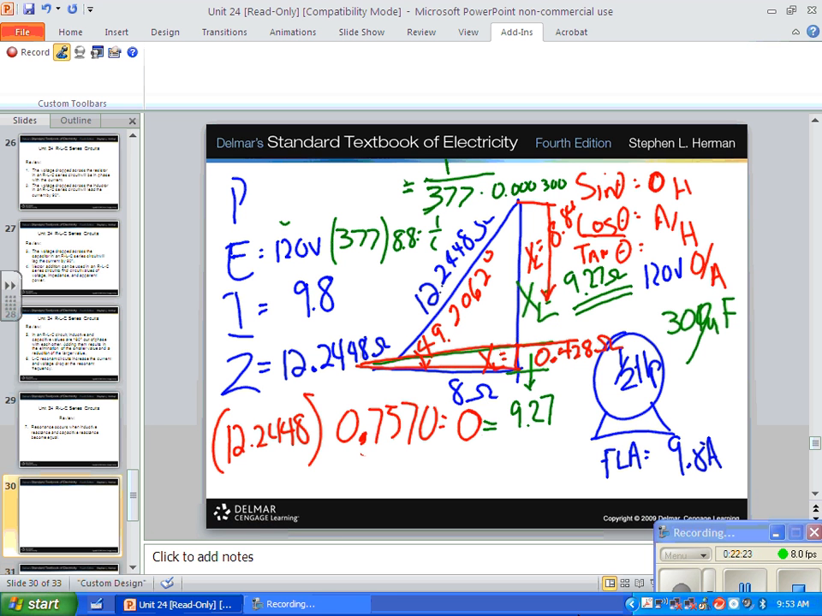Now that's not 0 degrees, but it's darn close. I can live with that. We have a new phase angle. We went down from 49 degrees down to 3.064 degrees.